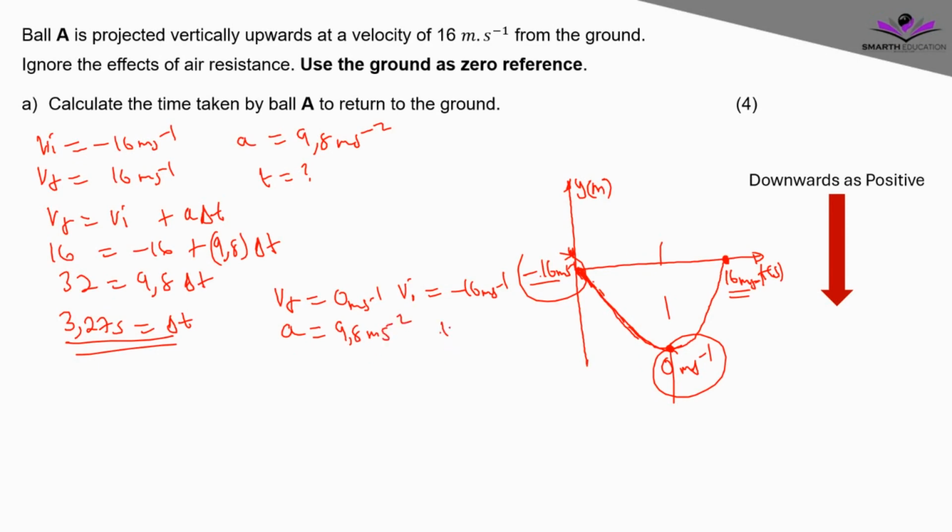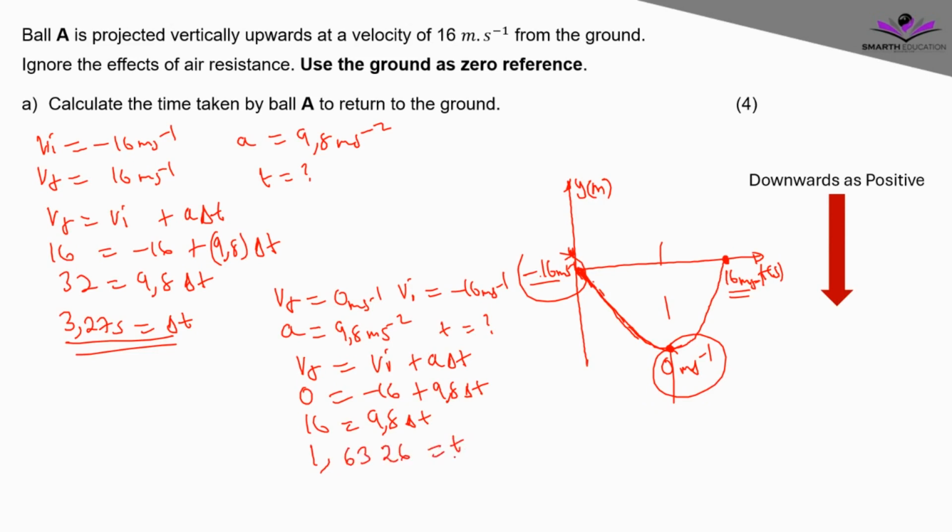And then we're looking for time. Vf is equal to Vi plus acceleration times time. So 0 is equal to negative 16 plus 9.8 delta t. Then 16 is equal to 9.8 delta t, divided by 9.8 on both sides of the equation. We get 1.6326 as our time.